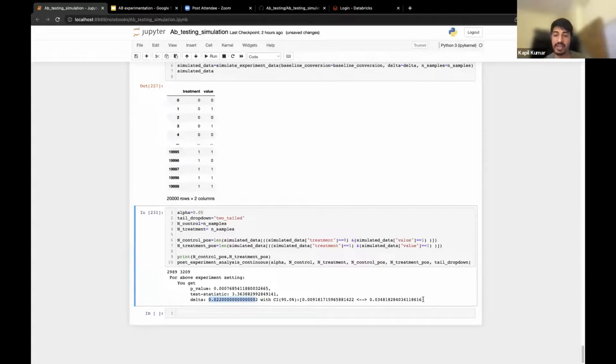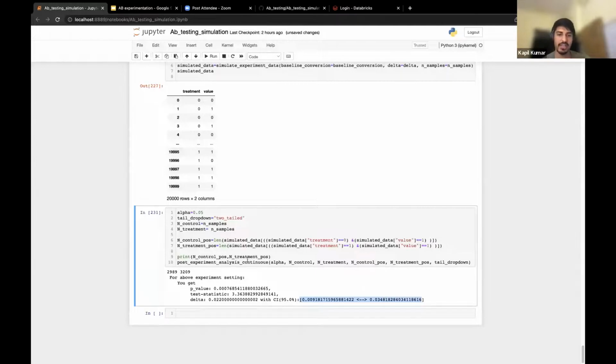And looking at this 95% confidence interval is pretty important, because this gives us confidence. Okay, at the worst case, how much lift I can get; at the best case, how much lift I can get. So basically, looking at the confidence interval is one of the more important aspects of this.